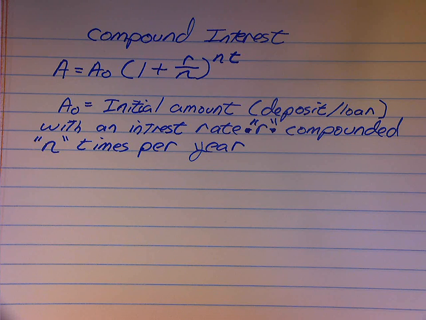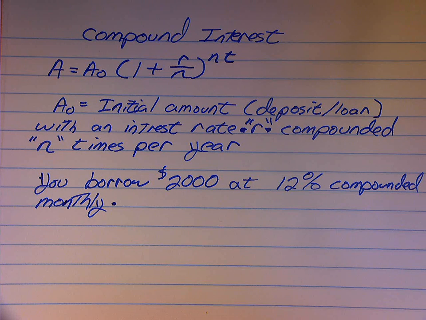The next type of finance formula we're going to look at is called compound interest. Now, this is a more complicated formula. A naught is the initial amount deposited or borrowed if it's a loan with an interest rate of R compounded n times per year.